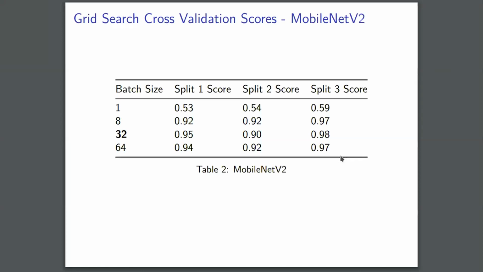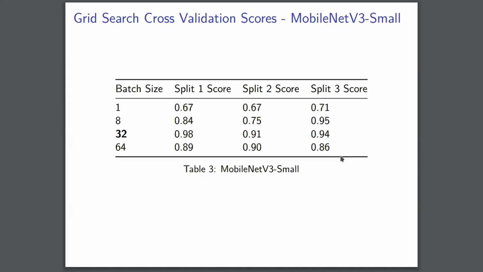Now coming to the same thing for MobileNet version 2, we can see that once again, batch size of 1 is performing very badly. 8 and 64 are decent, but in this case, 32 is the absolute best. And once again, for MobileNet version 3 small, we could see similar results, but in this case, 8 and 64 are not performing as good as 32, and the performance of batch size of 1 is also somewhat close to 8 and 64.